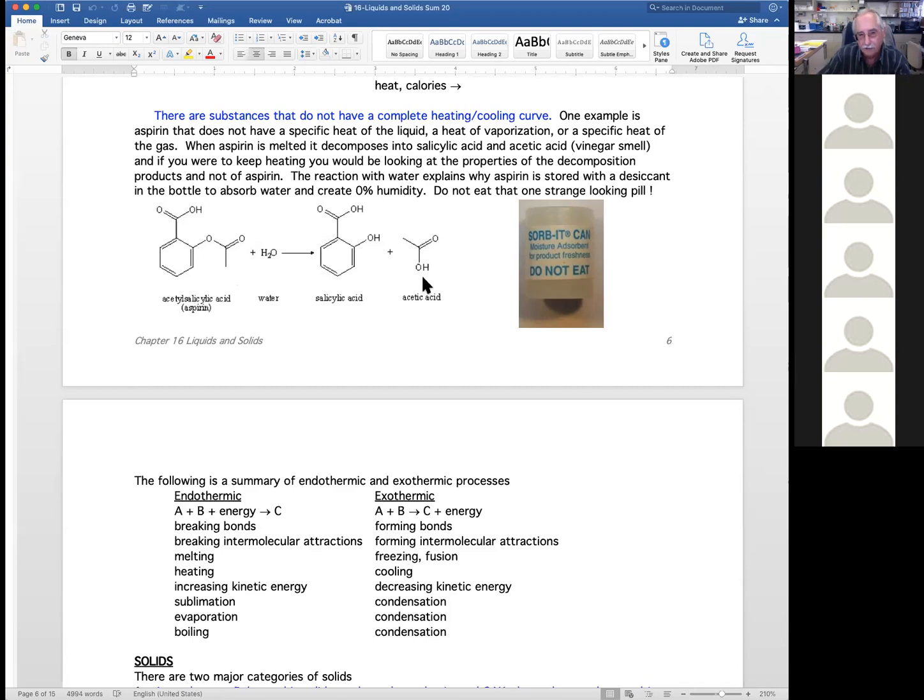So to prevent the breakdown of aspirin, they oftentimes will put a desiccant in there. And what this does is it absorbs the water. So inside your closed aspirin bottle should be 0% humidity.